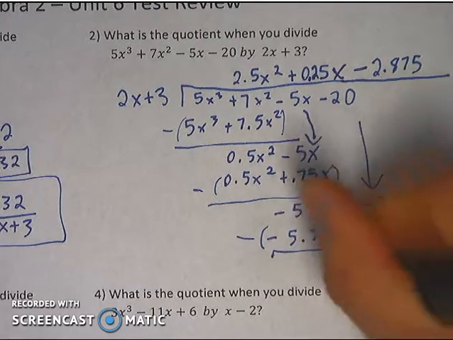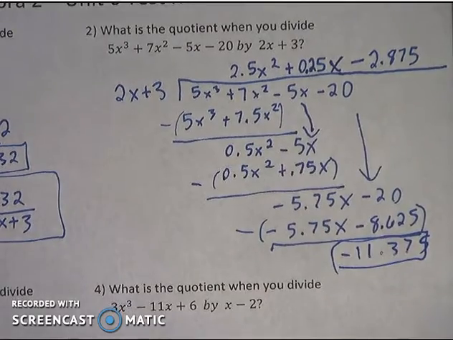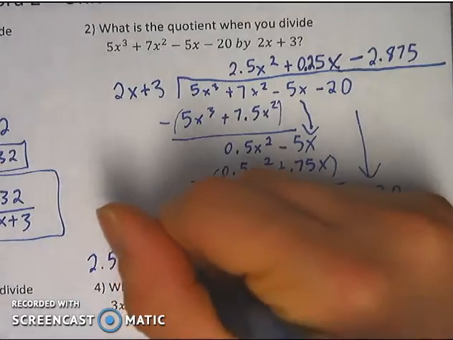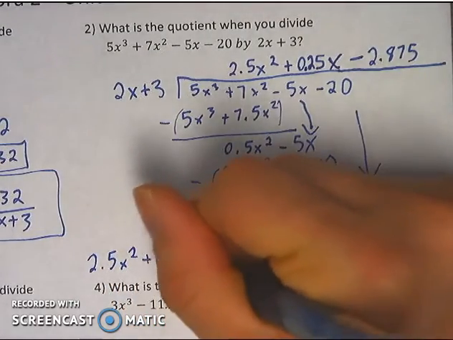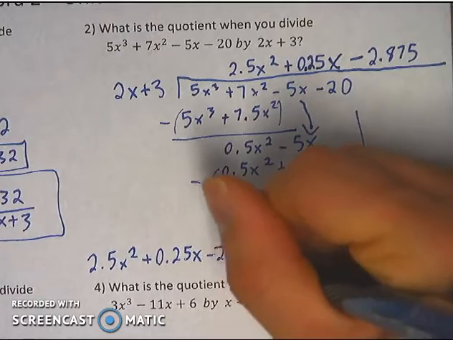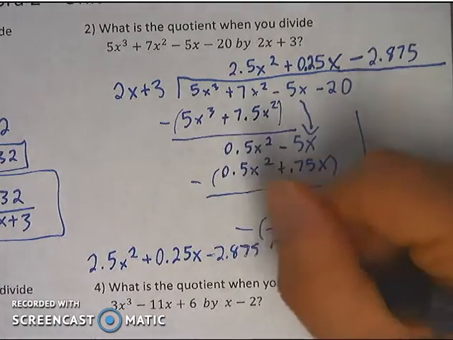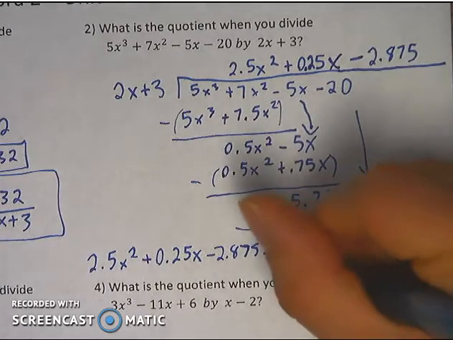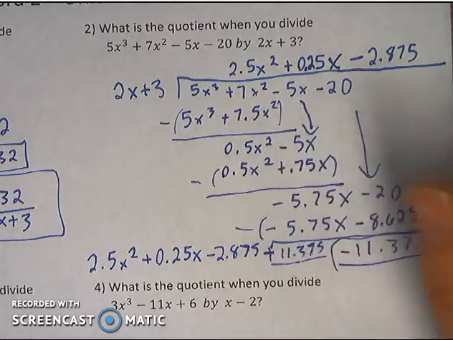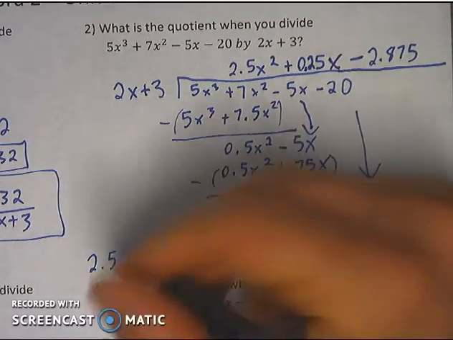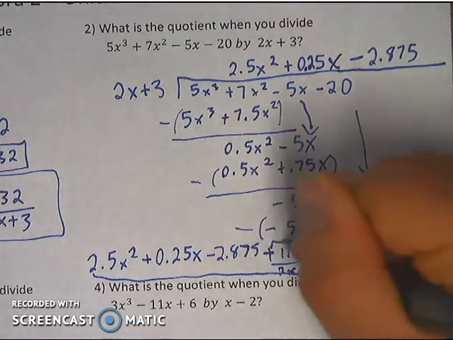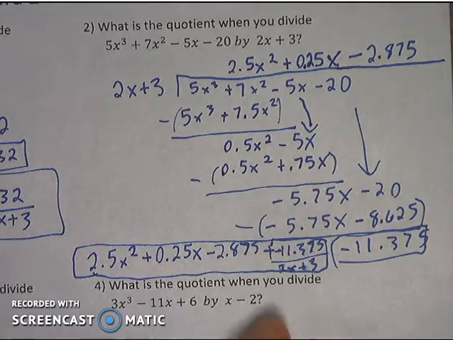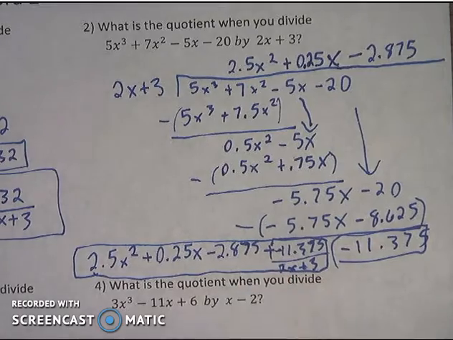11.375. That's the remainder. So if I was to write out the entire quotient here, I would write 2.5x squared plus 0.25x minus 2.875, and then plus my remainder, which is 11.375 over 2x plus 3. And that's the answer right there. Of course, that's a negative 3.75. That's the answer.